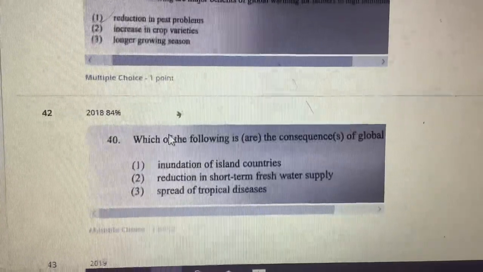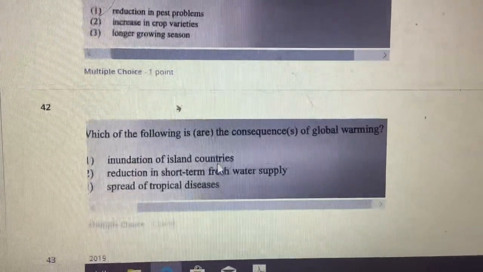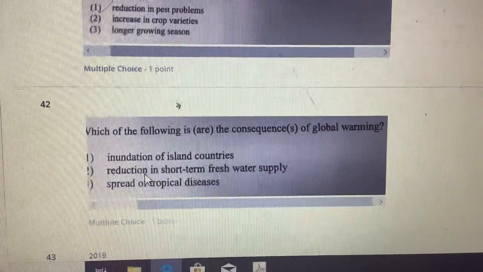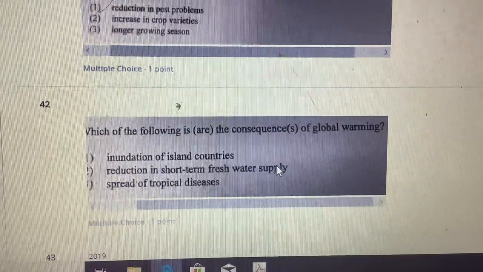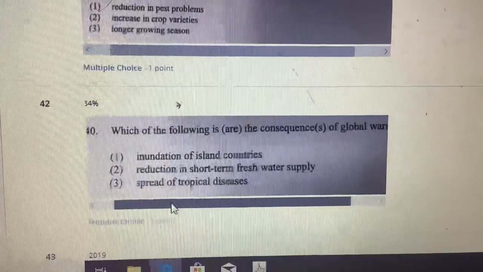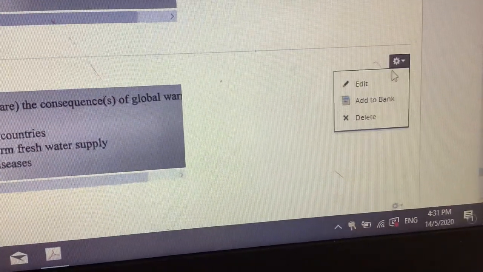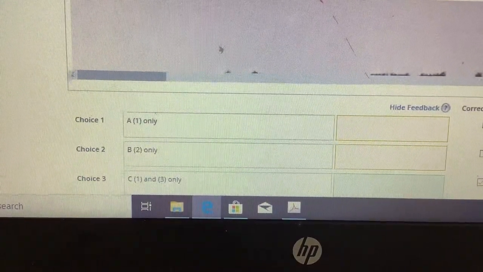Okay, which of the following are the consequences, again, consequences of the global warming? Inundation of island countries, sure, and reduction of short-term freshwater supply, is it? Number two is a bit weird. And number three, spread of tropical disease. So, is it number one and number three? Yeah, number one and number three, okay?